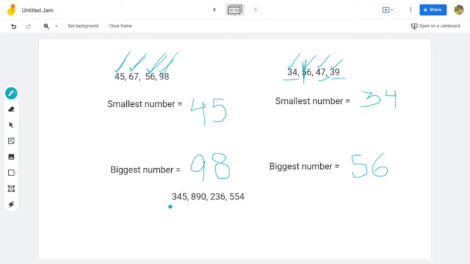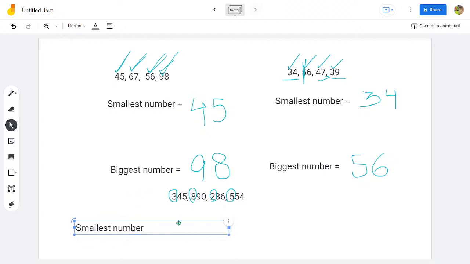इस बार हम लोग सिर्फ hundreds column को देखेंगे. We only look at the hundreds column. So we have 3 over here, 8 over here, 2 over here and 5. So 3, 8, 2 and 5 में से we have to decide which is the smallest number. Smallest number कौन सा है? How would we decide that?